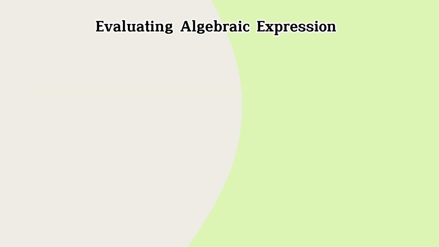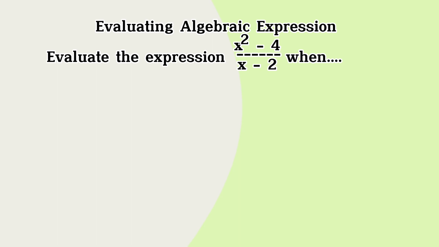So, how do we evaluate an algebraic expression? Simply by replacing the variable with a value, or ito yung tinatawag natin na substitution. When we say substitution, we are replacing the variables, naglalagay tayo ng number doon na ina-assign natin. So, here we have an example. Evaluate the expression x squared minus 4 all over x minus 2 when x is equal to 0 and x is equal to 1.